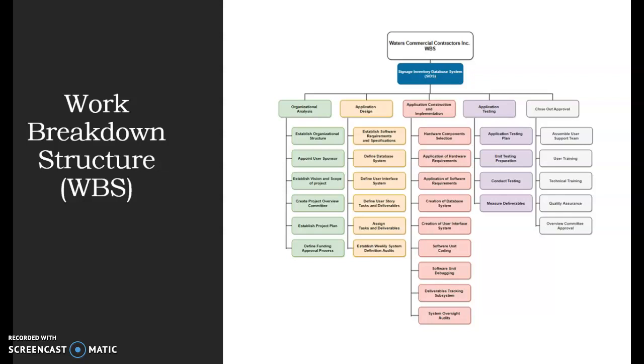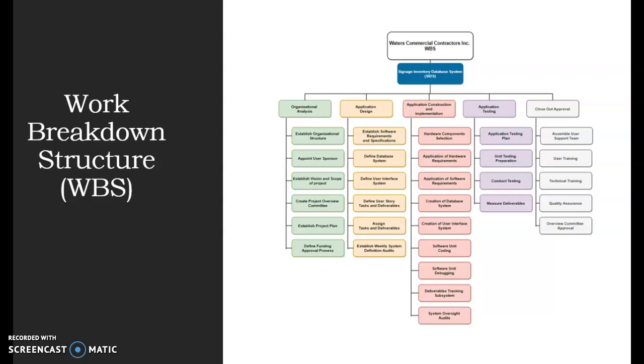Moving on from these tasks, you can see with the color coordination that it moves down the tree, moving into subtasks such as establish organizational structures, appoint user sponsor, establish vision and scope of project, create project overview committee, establish project plan, define funding approval process. Moving on to application design: establish the software requirements and specifications, define database system, define user interface system, define user story, tasks, and deliverables, assign tasks and deliverables, establish weekly system definition audits.